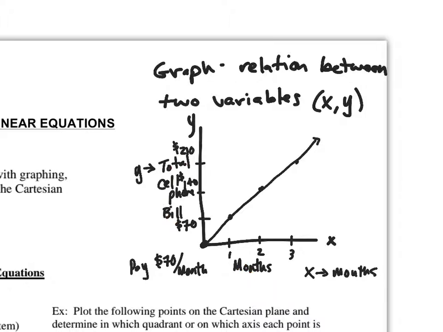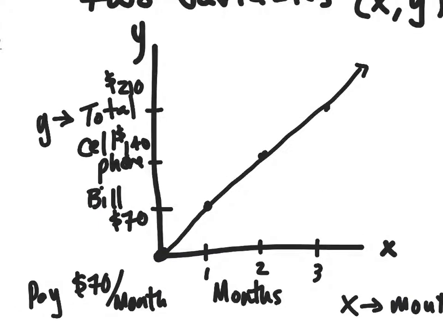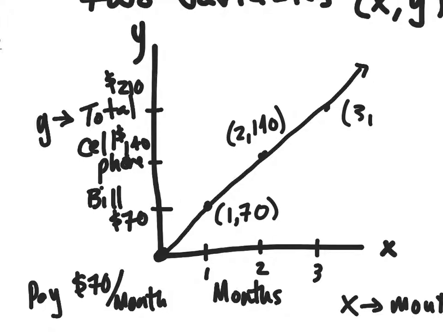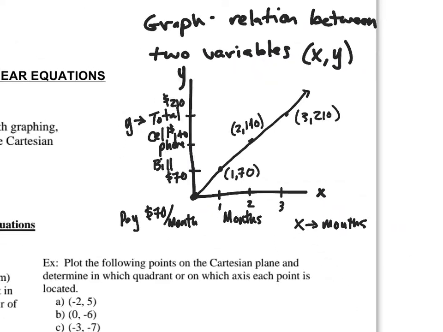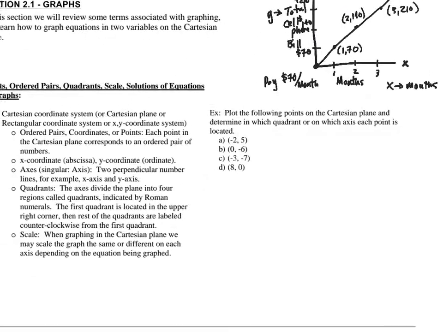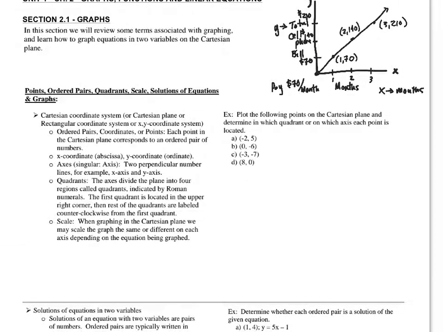Now, each of these points, we represent these points. This is the point 1, comma 70, okay? This is the point 2, comma 140. This is the point 3, comma 210, okay? And so what I want you to see is that we can just show these as points. We can look at a graph, and they all mean the same thing. So what I want to do now is go through and plot and go over some examples that we'll have in class.